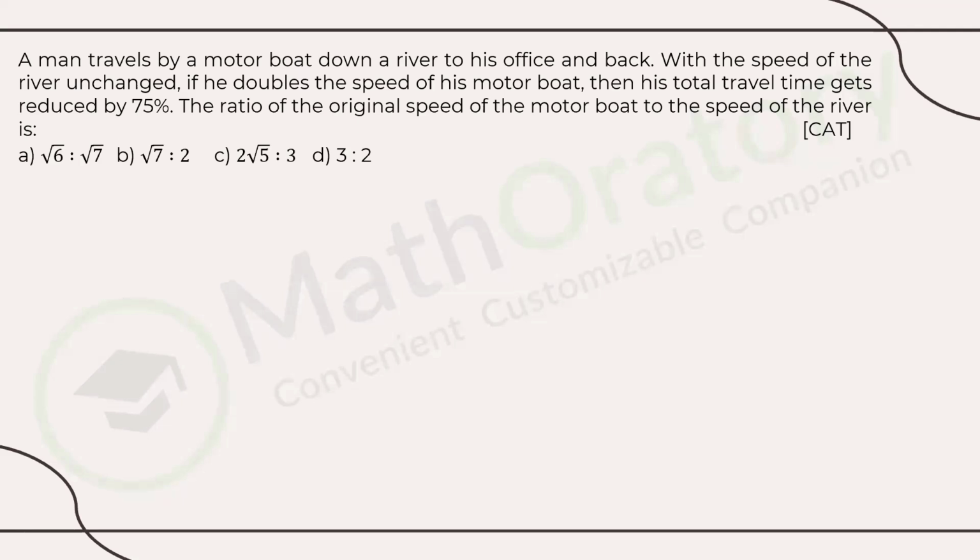So not only today, going forward, all the time and distance problems that we're going to discuss will be actual CAT problems from recent years. So this is one such example. Let's start. So we have a man traveling by motorboat down a river to his office and back.